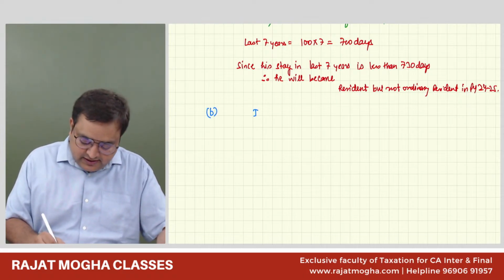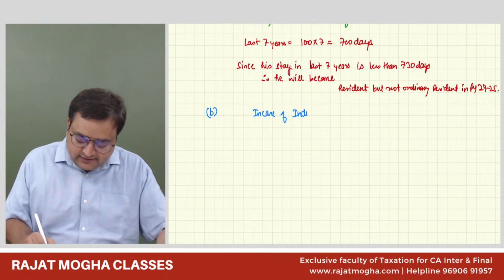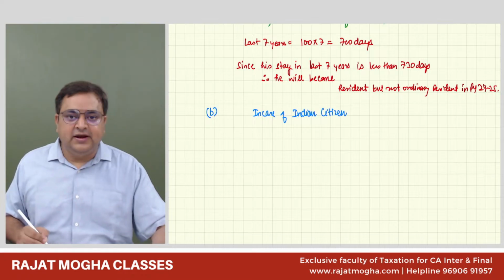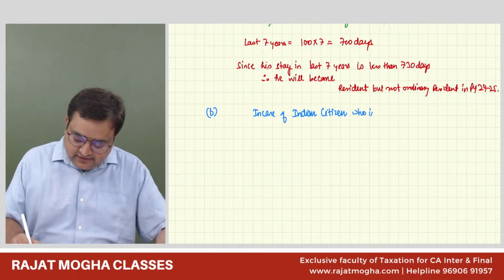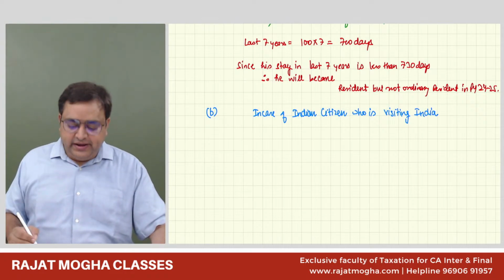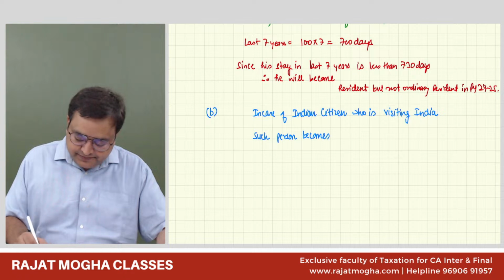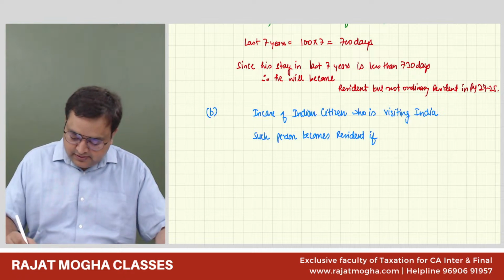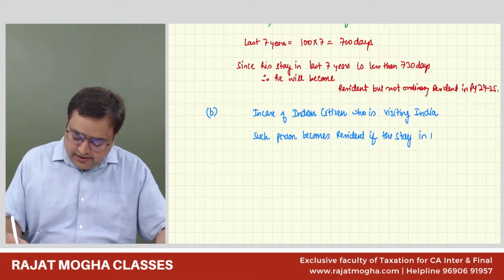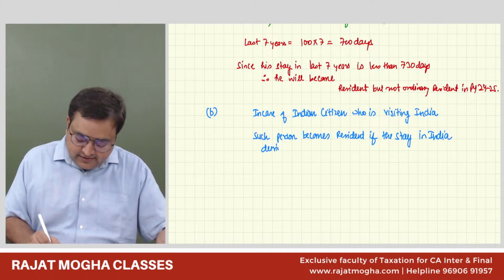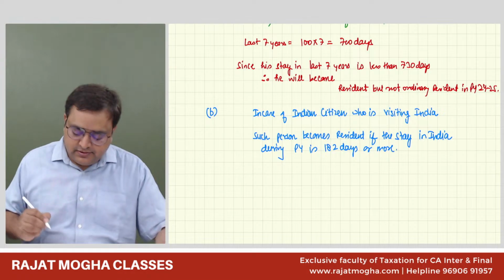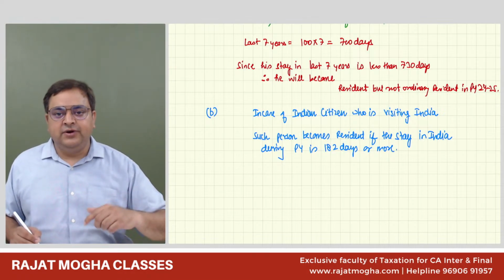So I'm writing in short, in case of Indian citizen who is visiting India, such person becomes resident if the stay in India during previous year is 182 days or more. Only this condition we need. Only if the stay in India is 182 days or more.